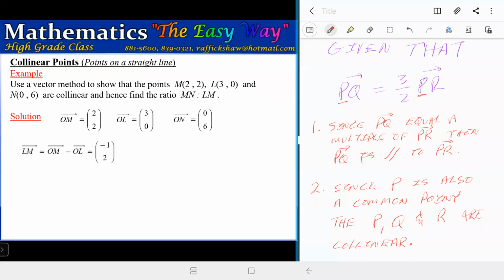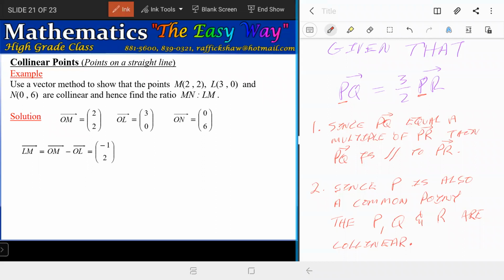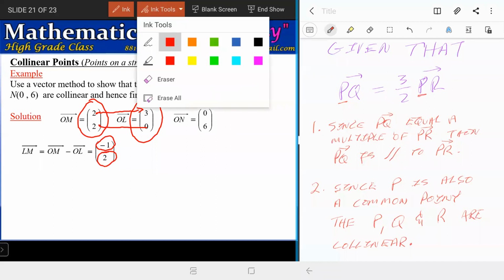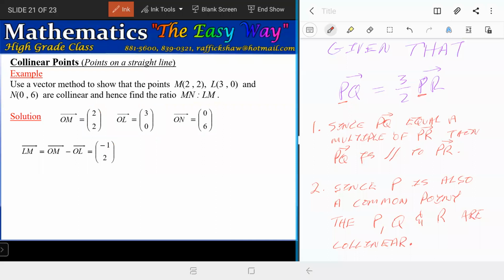Remember, LM is O times the last minus O times the first. Remember, guys, O times the last minus O times the first. So basically it is this one minus this one. So it's 2 minus 3 is -1, and 2 minus 0 is 2. That's my vector LM. So I found this one first, LM.